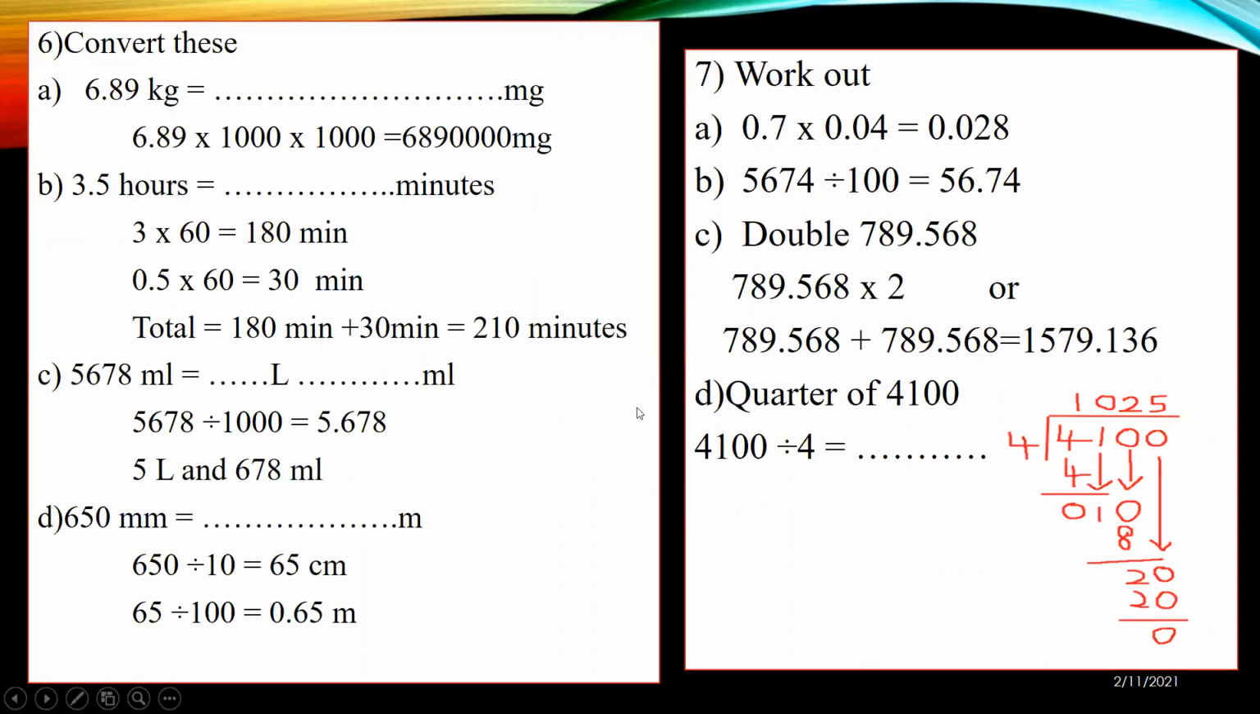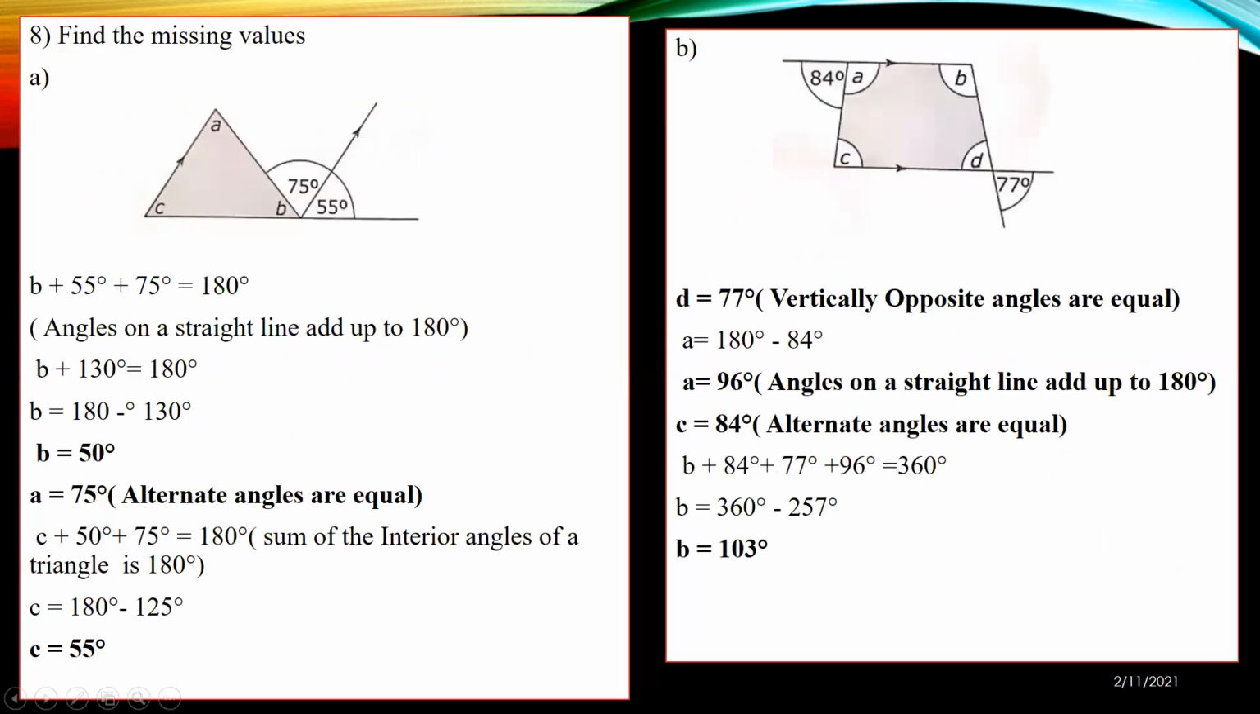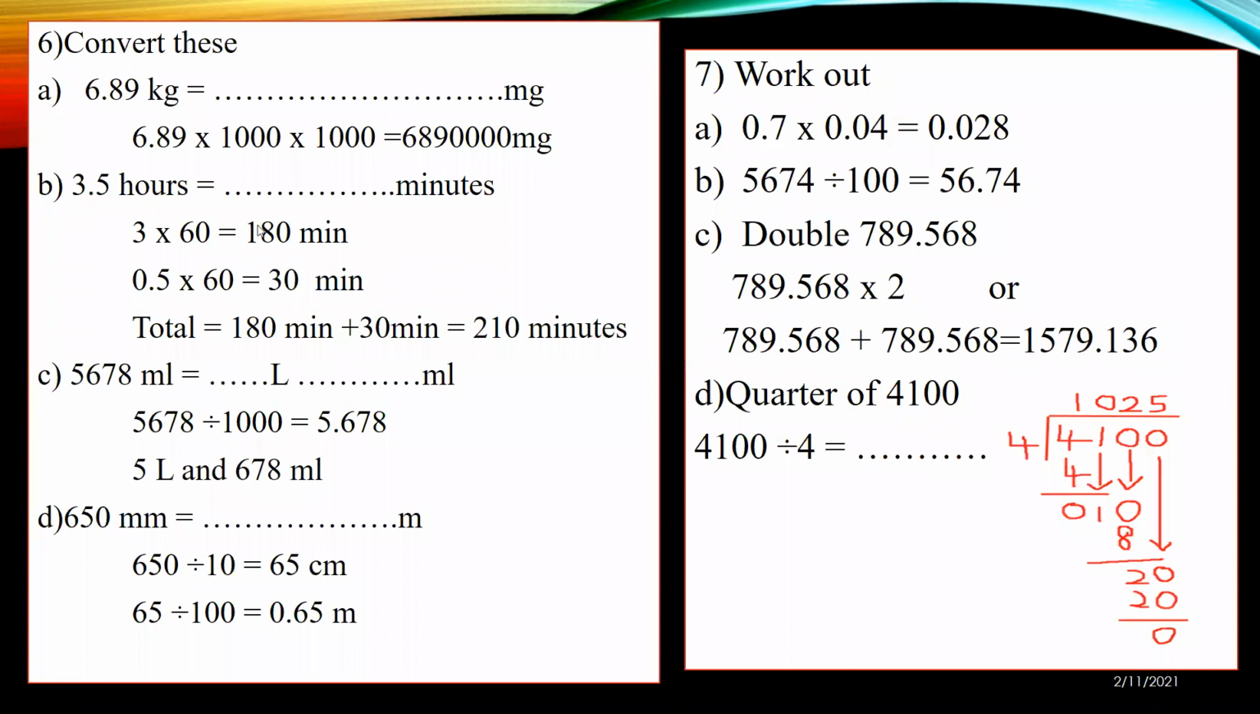The sixth question, now you have to convert these things. The first one, 6.89 kilograms, you have to convert to milligrams. Now we know when you convert the kilograms, first you have to convert to grams. Then you can convert to milligrams. So that should be the way.